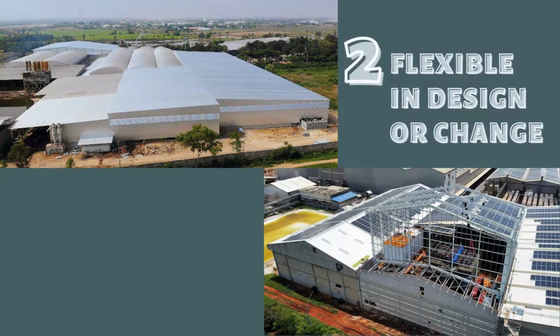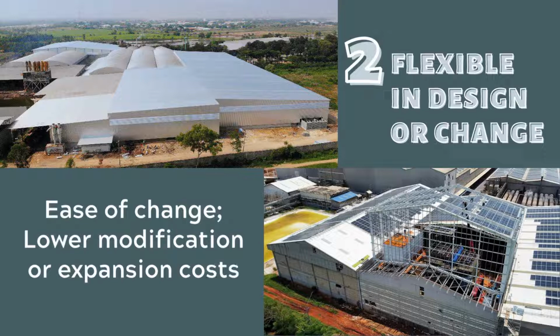To modify a concrete building, the contractor may need to break part of the old structure. On the other hand, expanding a PEB building simply means adding more bays, and connecting new secondary members and cladding to the old building.